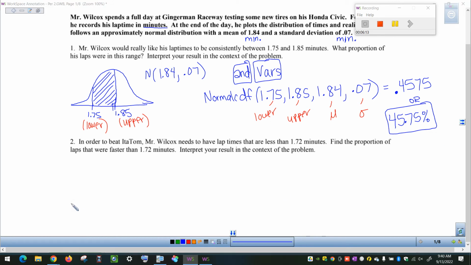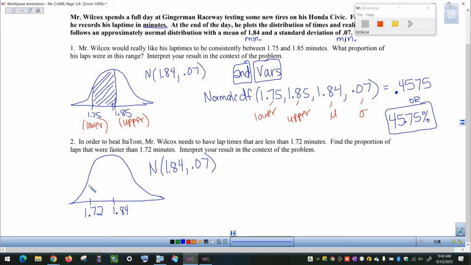So we're going to start off the same way, still drawing a picture. And notice how we're still putting our label off to the side. And this time I'm going to go ahead and put the mean in the middle. It's not as close to the 1.72, so that's going to be over here to the left. And the question is a less than question. So notice how now our shading is on the left.